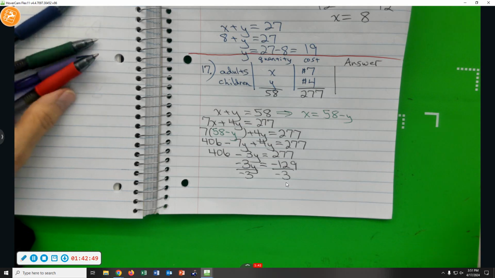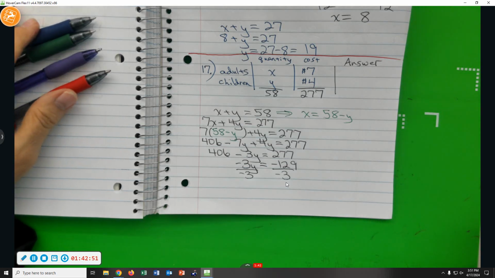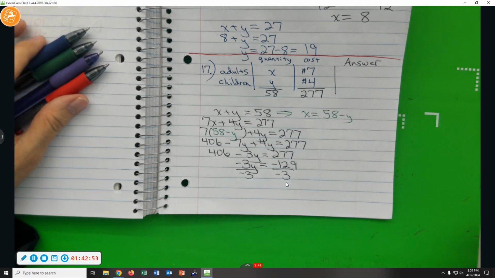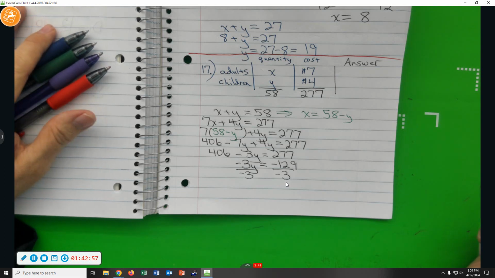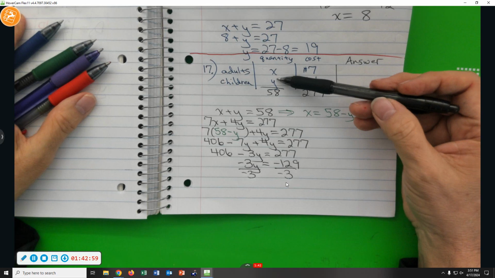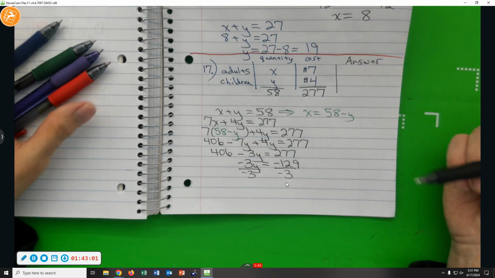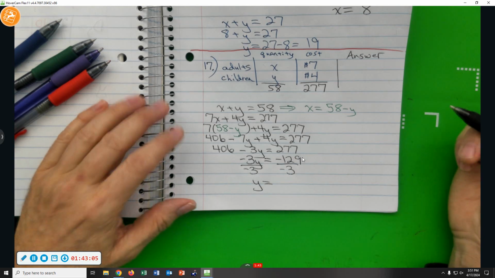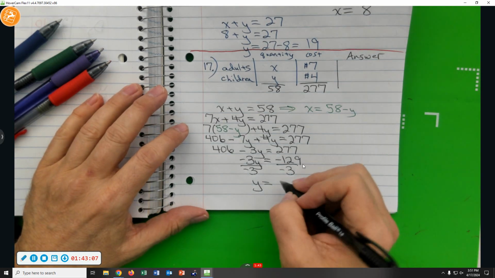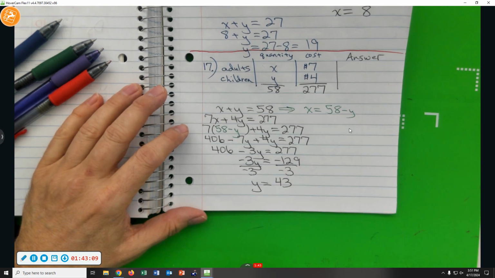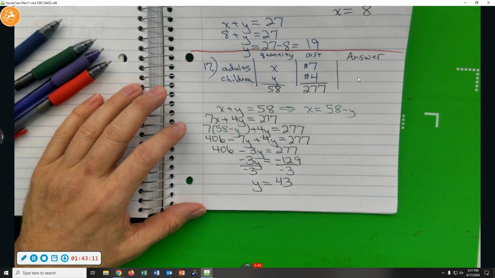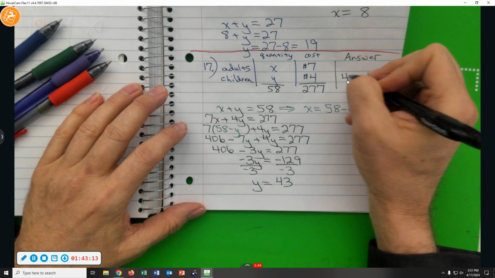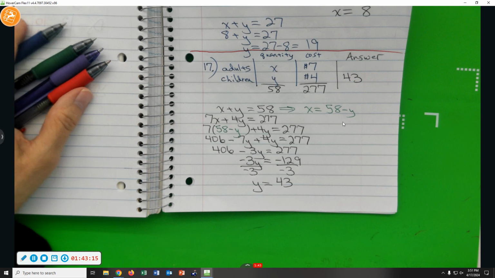If we didn't get a positive Y value, what does that mean? Suppose we got a negative Y value. You've done something wrong, because there's no way they could have sold a negative number of children tickets to give us Y equals, what is that, 43? So they sold 43 children's tickets.